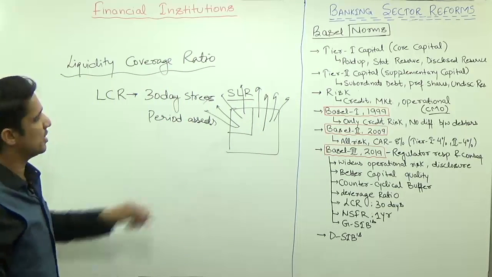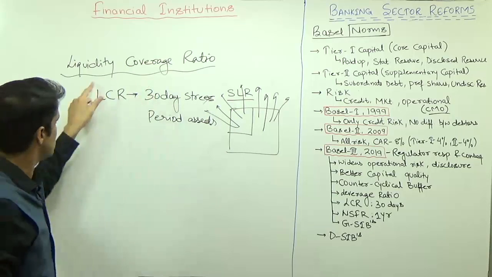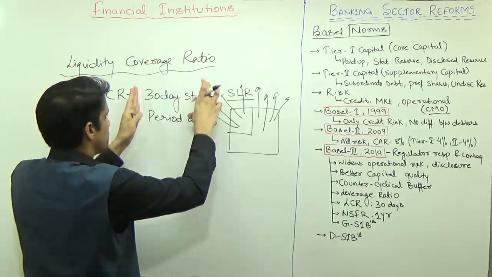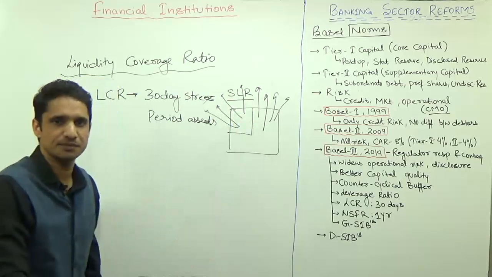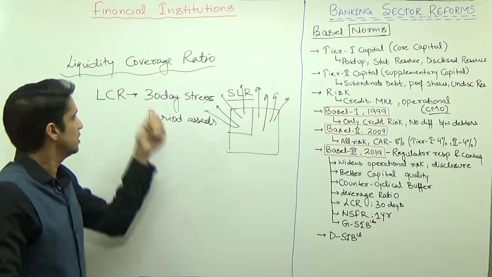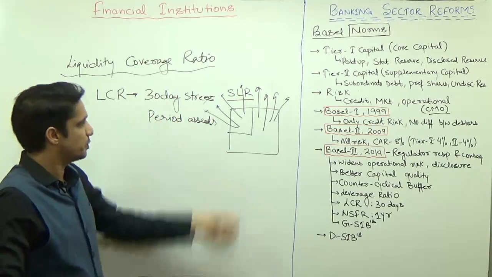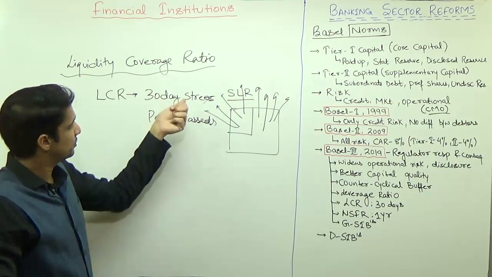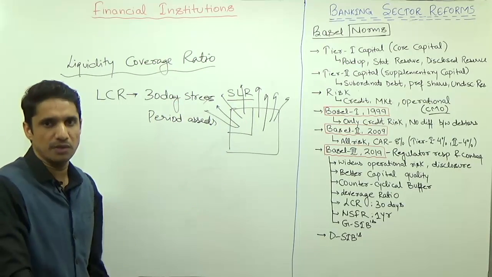Similarly, a very similar concept to SLR has been prescribed, that is the liquidity coverage ratio. It means the assets the banks have to maintain for a 30-day stress period. It is also the same as the SLR. SLR is the general one, and this is only for the 30-day stress period. Whatever the total assets of the bank for 30 days, that the banks have to maintain.